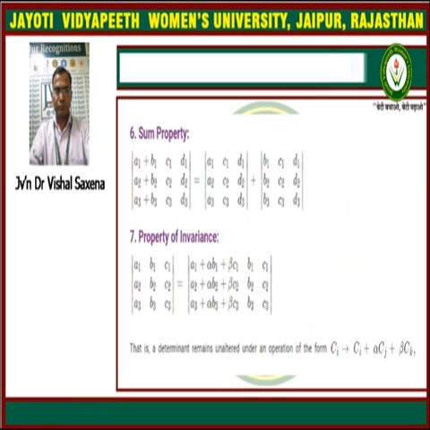Number 6 property is the sum property. Let us see this example here. In this determinant, the first column is A1 plus B1, A2 plus B2 and A3 plus B3. Now this determinant can be written as a sum of two determinants, where the first is A1 A2 A3, C1 C2 C3 and D1 D2 D3, plus B1 B2 B3, C1 C2 C3 and D1 D2 D3.